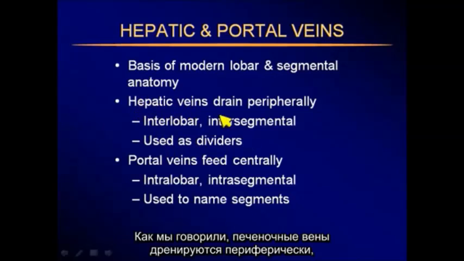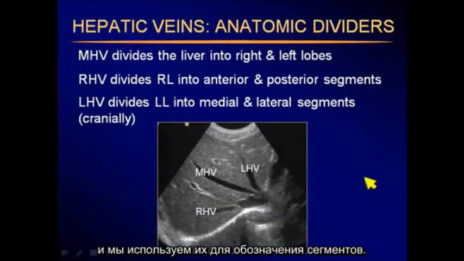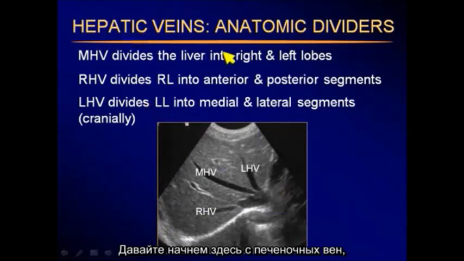Now, we've already told you that hepatic veins drain peripherally, so they are interlobar and intersegmental, therefore we use them as dividers. Portal veins feed the segments centrally, so they are intralobar, intrasegmental, and we use them to name the segments. So here we'll start with the hepatic veins as dividers.